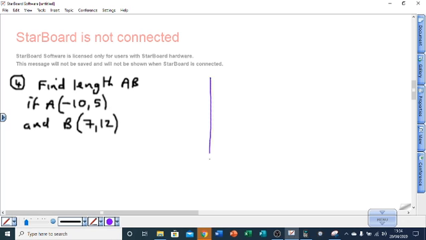Okay, for the long-winded way, you do a sketch of the axes, that's x and y, and you just roughly locate these. So that is -10 and 5. So there's the coordinate A just there.